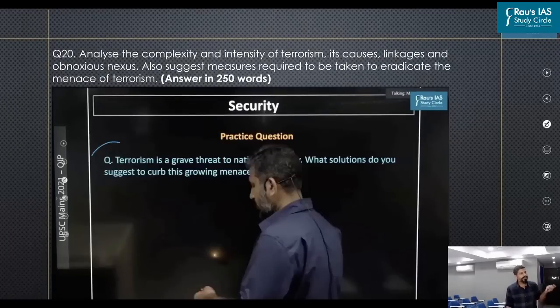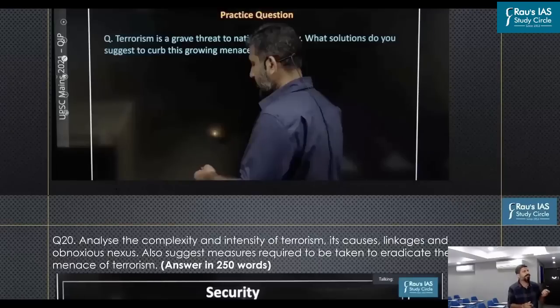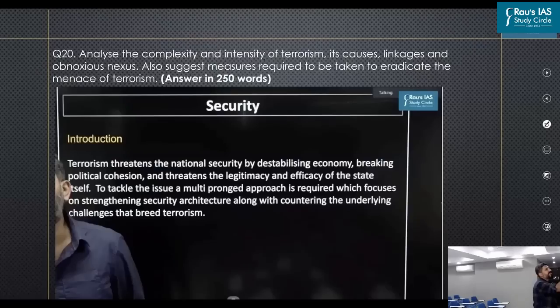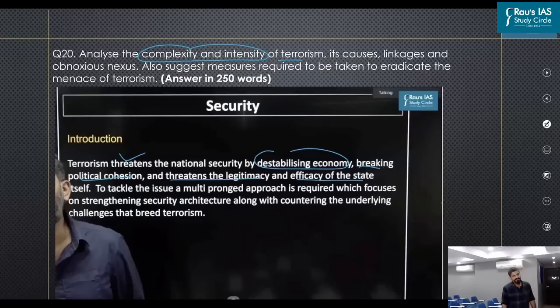In this part, because it is a grave threat, we talked about the complexity and the intensity of terrorism in this particular introduction, which was terrorism threatens the national security. How? By destabilizing economy, by breaking the political cohesion, and threatening the legitimacy and the efficacy of the state itself. So this clearly highlights that it's a complex problem because it poses different challenges to the economy. It can lead to breaking up of political cohesion. It can question the legitimacy of the state itself.